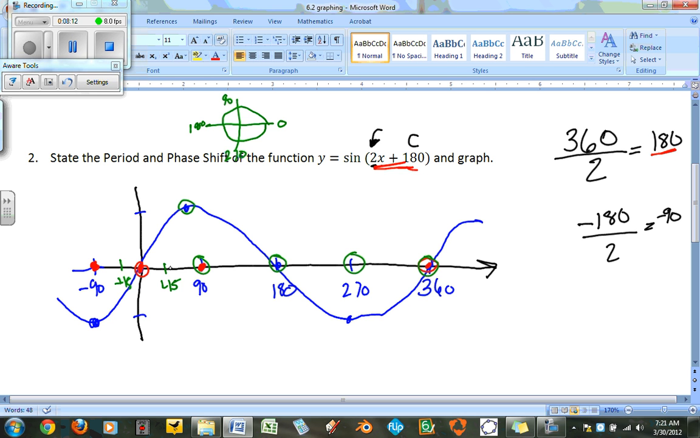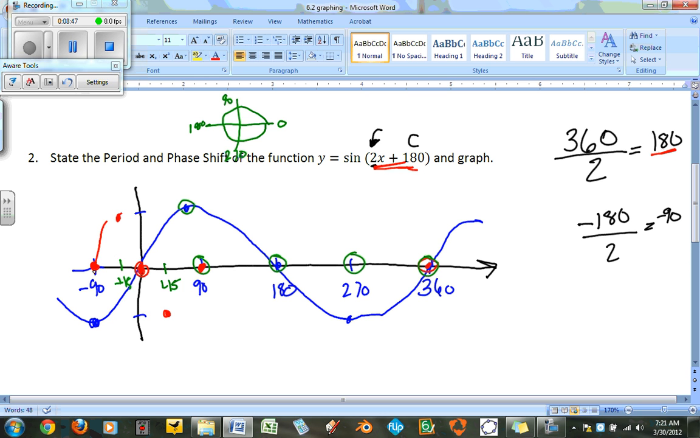Let's make this graph in red. Our starting point is -90. Something important happens every 45 degrees, and it's not reflected over the x-axis or anything, so it's going to go up to 1 at -45, back to 0 at 0, and then down to -1 at 45 degrees, and then back to 0 at 90, and so forth.